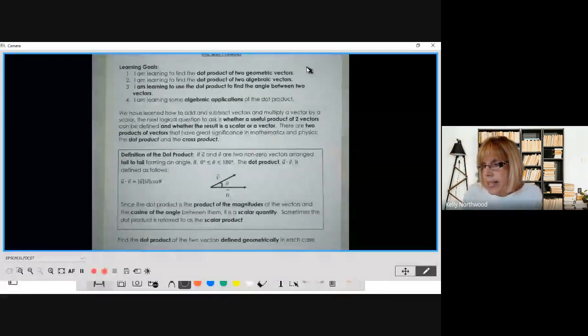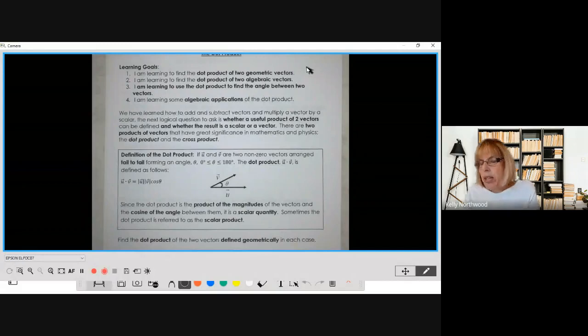So the next step is: can you multiply two vectors together? And if so, how does it work? It turns out there are two different ways to multiply two vectors together. One of those ways, the way we're going to learn today, is called the dot product, and your answer is a scalar, meaning a number. The other way, which we'll learn tomorrow, gives a vector when we multiply the two vectors together. There are two products of vectors and they have great significance in math as well as physics. They're called the dot product and the cross product. Today we're going to learn about the dot product.